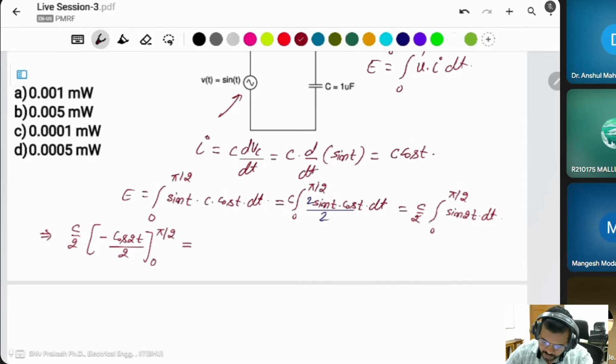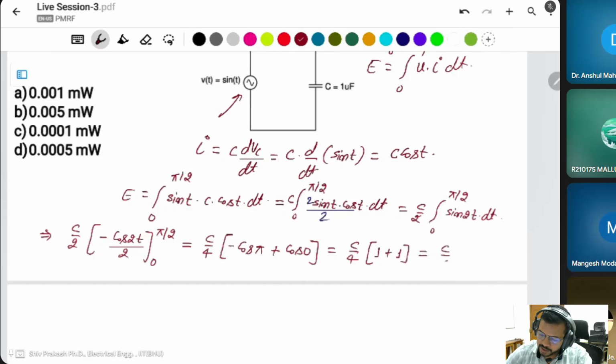We have to put in all the values. This will be C by 4 times minus cos of 2t, with t as pi by 2, so cos pi, minus, of this minus will be positive, cos 0. Cos pi is minus 1, so minus becomes 1, plus cos 0 is 1. This will be 2. Finally, C by 2.